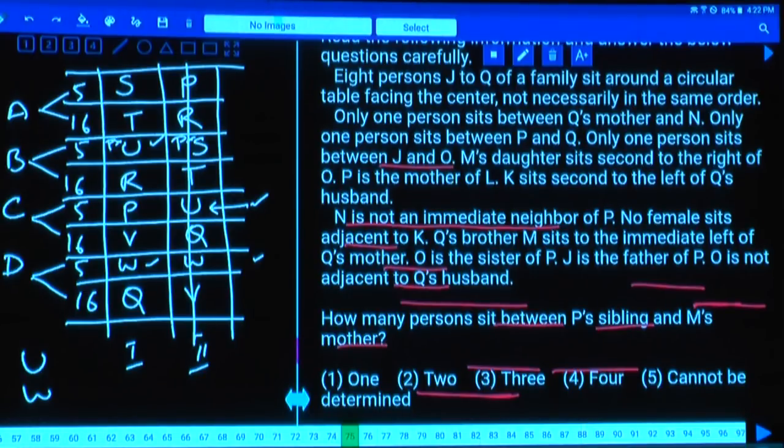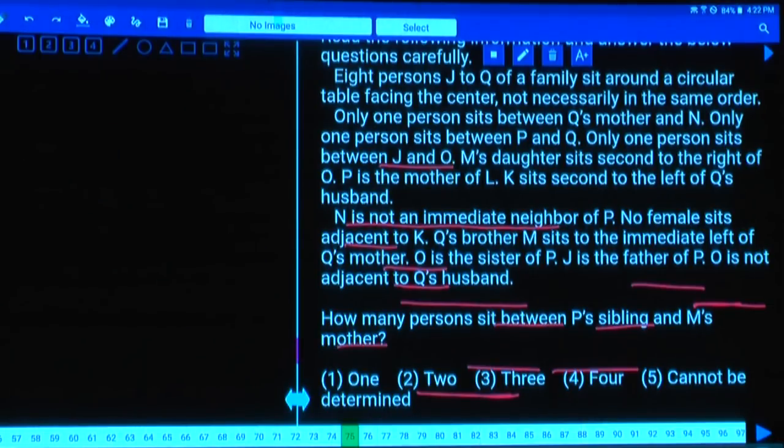Only one person sits between Q's mother and N. How many persons in between Q's mother and N? Hence, with the help of this one, what can you infer? Q has a mother, isn't it? And that person is not N. Can you definitely conclude about this one or not? Only one person between Q's mother and N, hence Q's mother cannot be N.